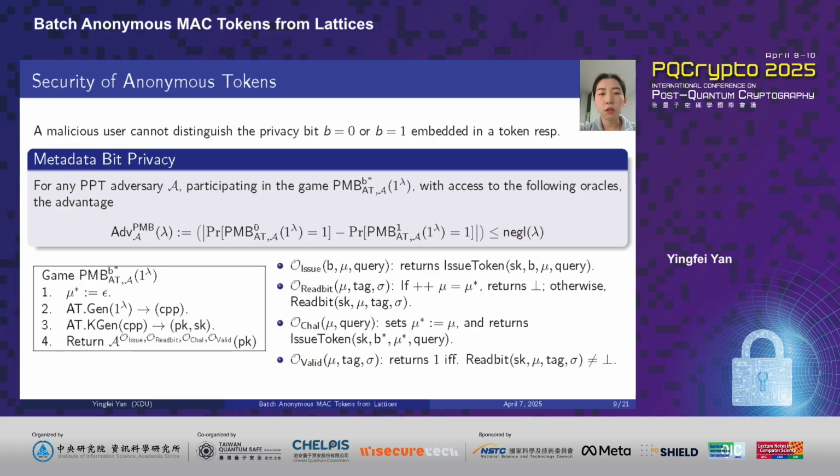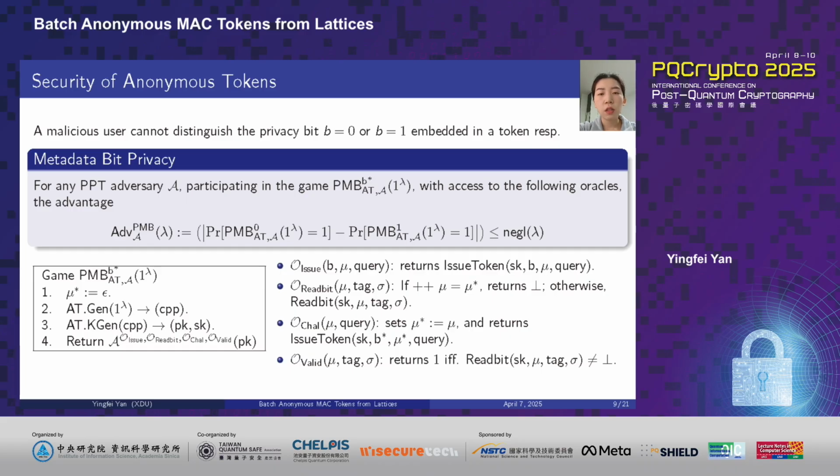After unforgeability, let's address a subtle question. How do we keep the hidden metadata bit truly secure? This brings us to metadata privacy. The security game gives the adversary 4 oracles. Issue oracle: return a pre-token with arbitrary bits. Read bit: retrieve the bit except for a special challenge token with metadata b star.